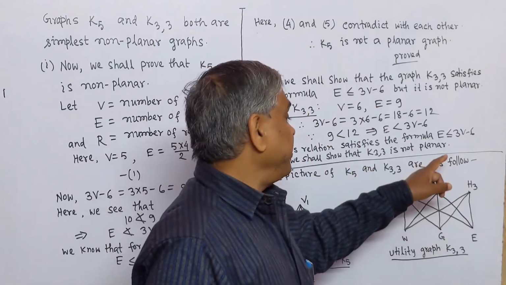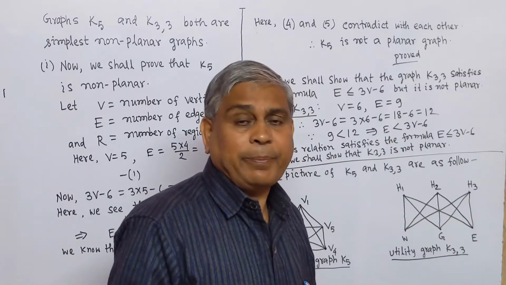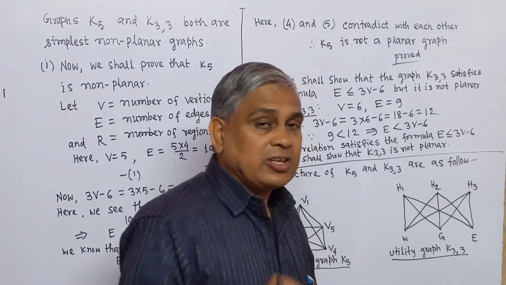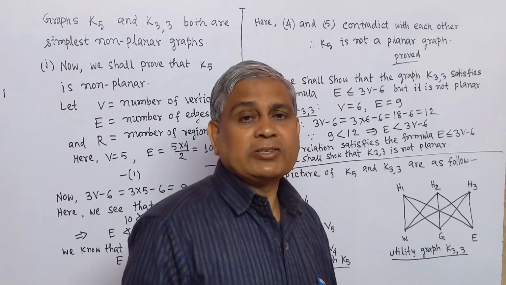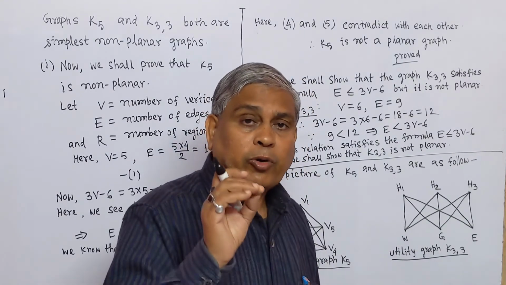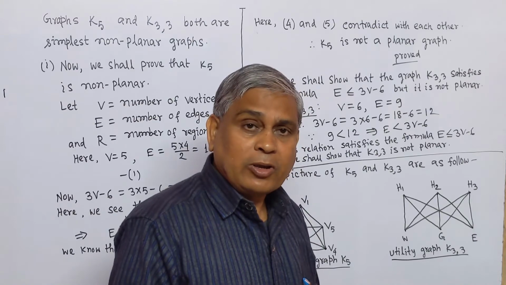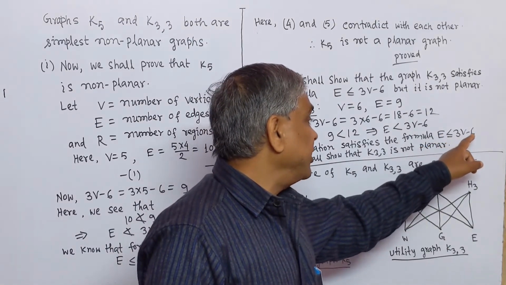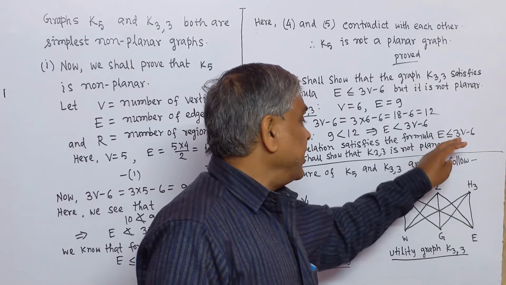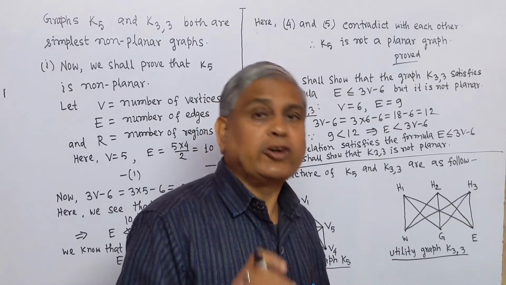Since for a planar graph, we know that E less than or equal to 3V minus 6. But if a graph fulfills this relation E less than or equal to 3V minus 6, then it is not a hard and fast rule that the graph will be planar. So, for a planar graph, E less than or equal to 3V minus 6, but a graph which fulfills E less than or equal to 3V minus 6 need not be planar. So, this is the necessary condition for a planar graph, but not sufficient. That is, the converse may not be true.